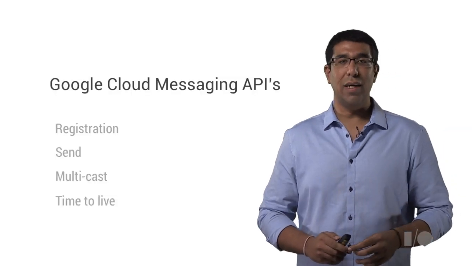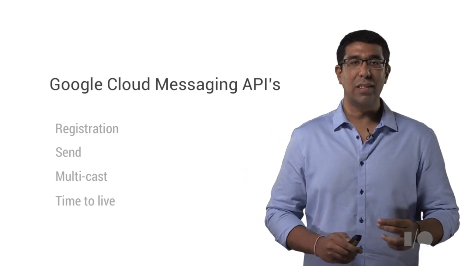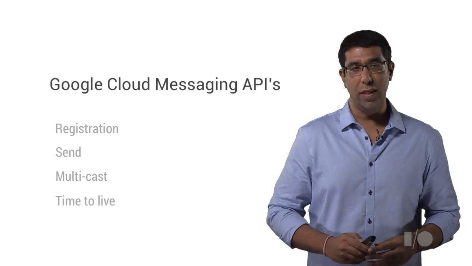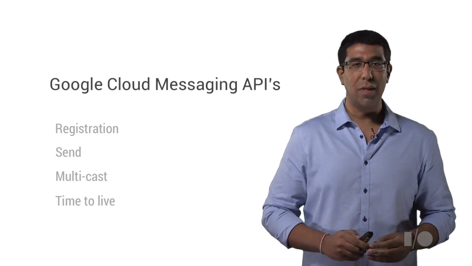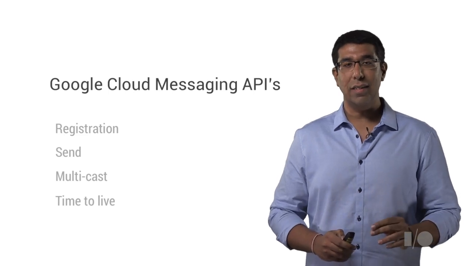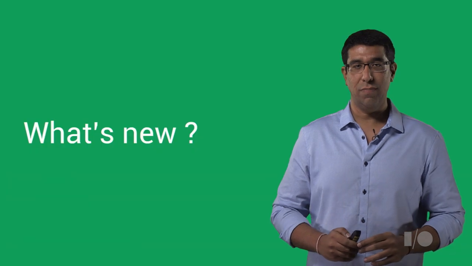Let's quickly look at some of the APIs required to use GCM. To use GCM, an application needs a registration ID. Use this registration ID to send messages to a particular device. Multicast lets you send messages to up to 1,000 recipients with a single request. And you can set time to live on each request to tell GCM when to expire the message.